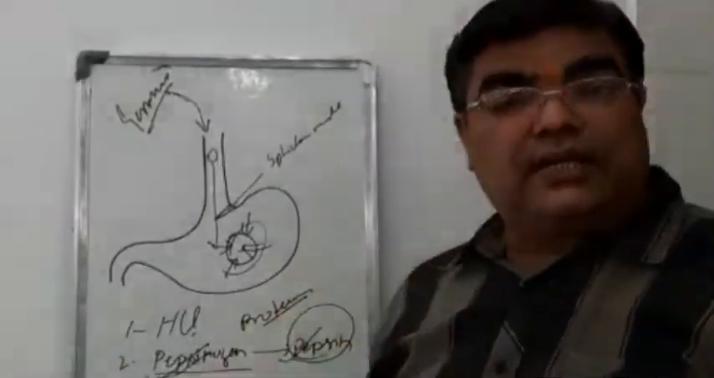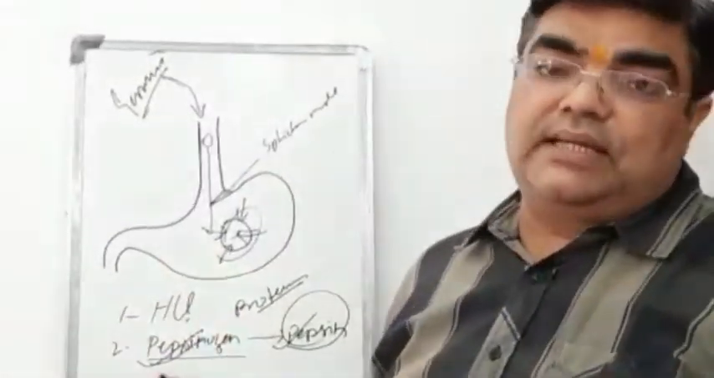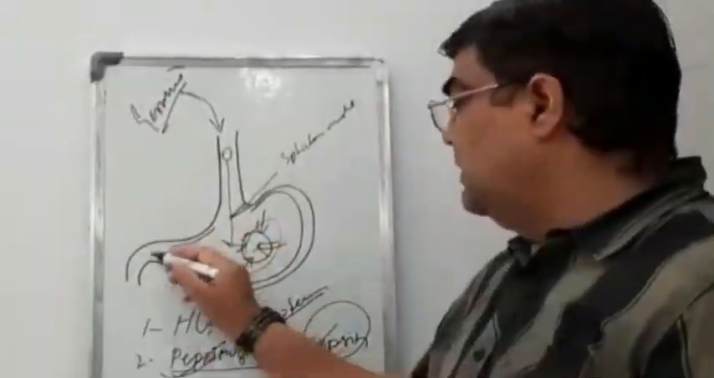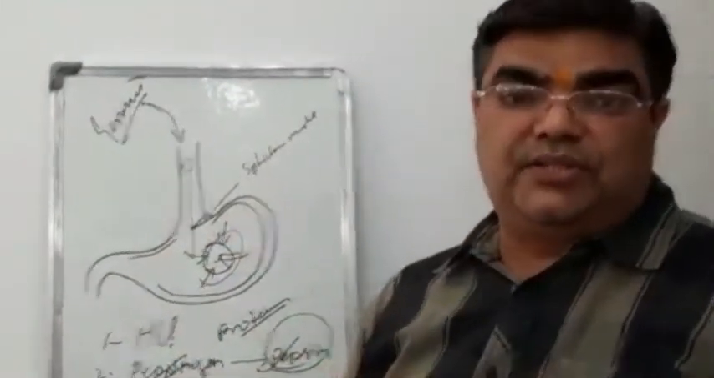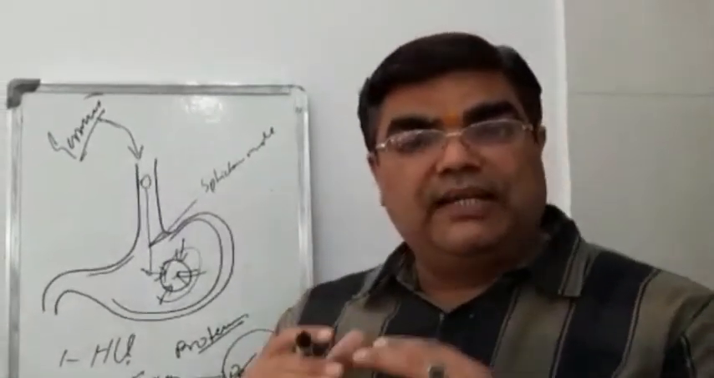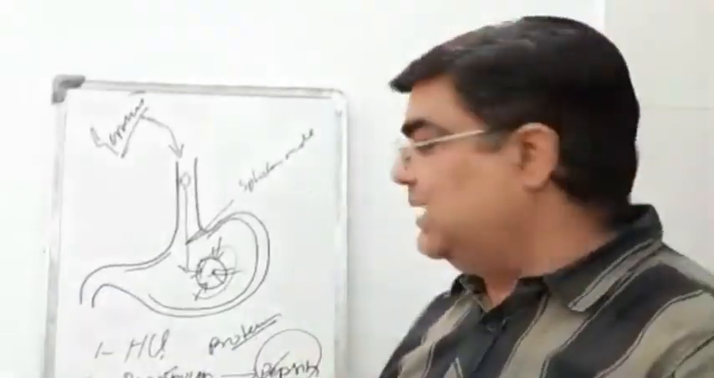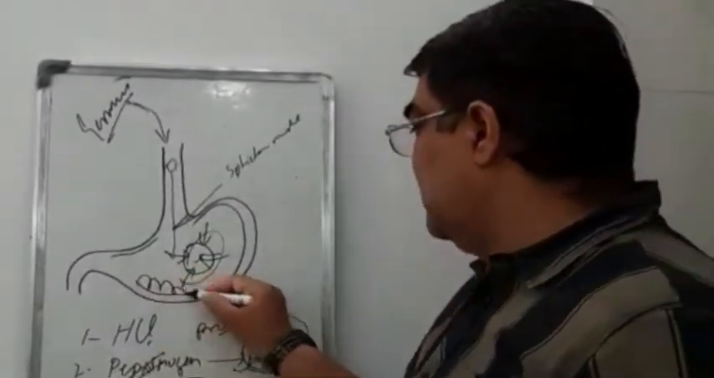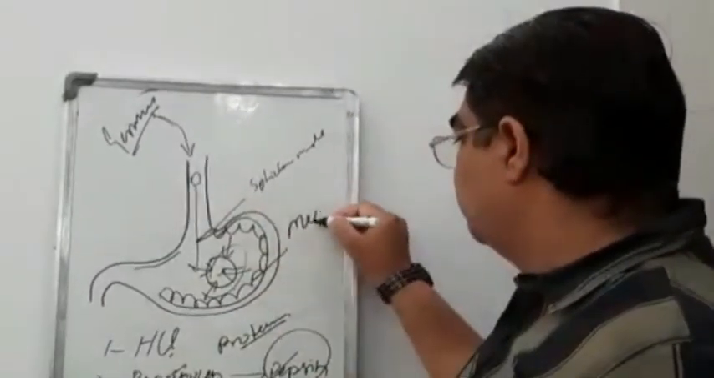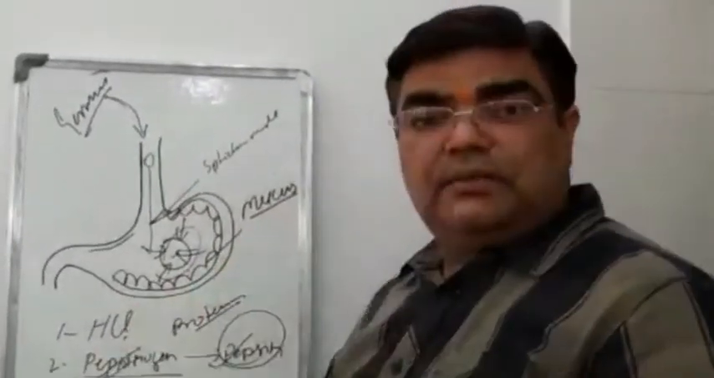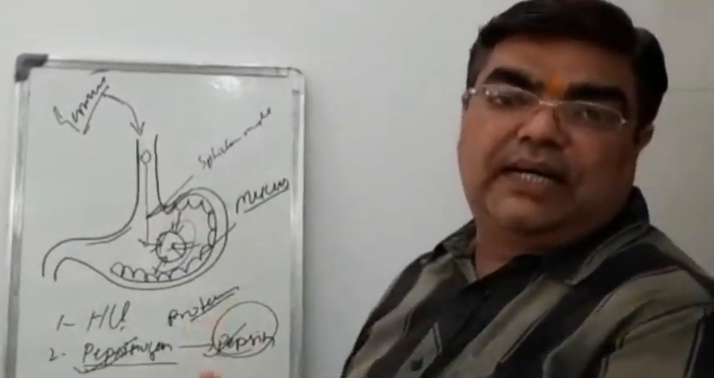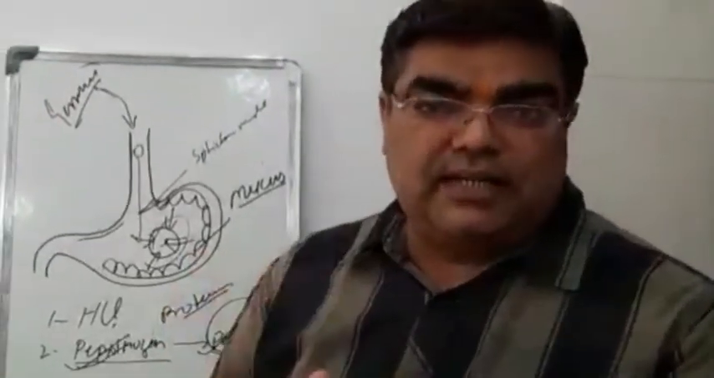When digestion is not taking place inside the stomach but HCl is there, what happens? The lining of the stomach will be damaged. To protect the lining of the stomach from damage or from the action of HCl, the stomach lining has a coating of mucus. This is mucus. Mucus protects the inner lining of the stomach from the action of HCl.